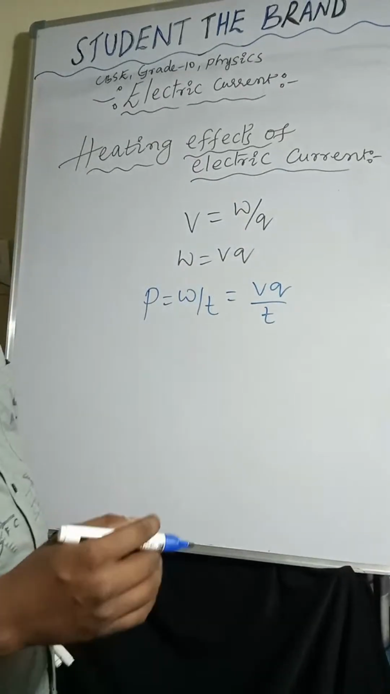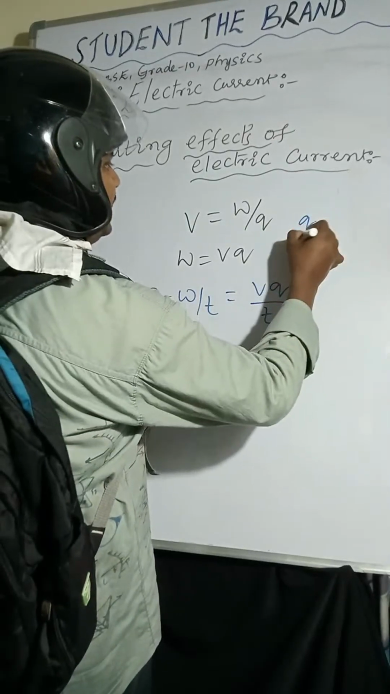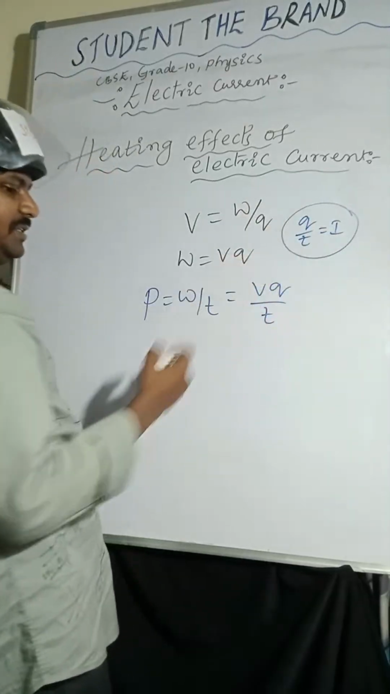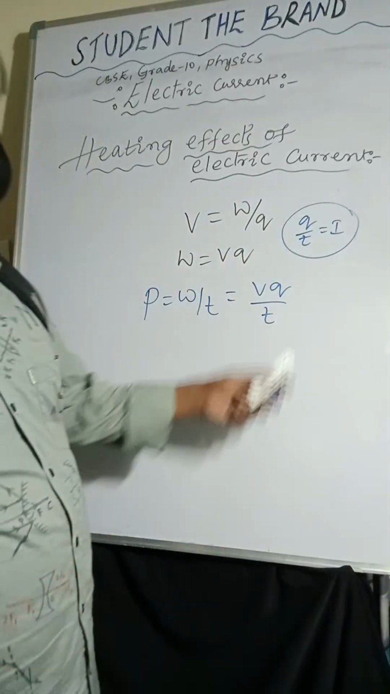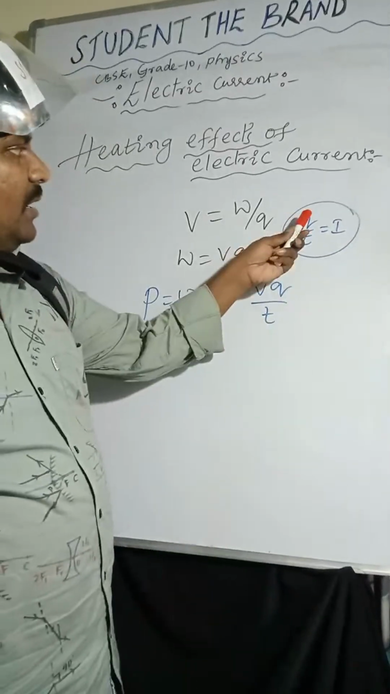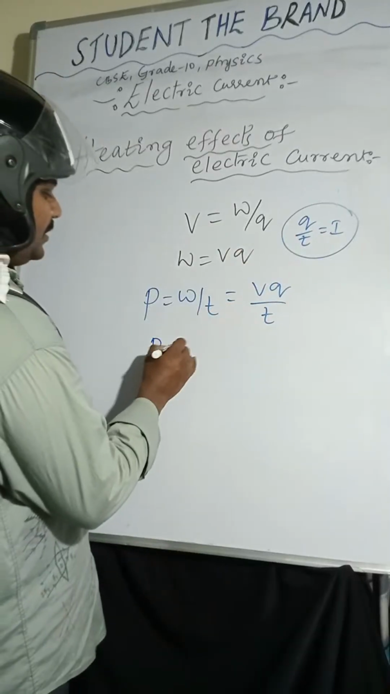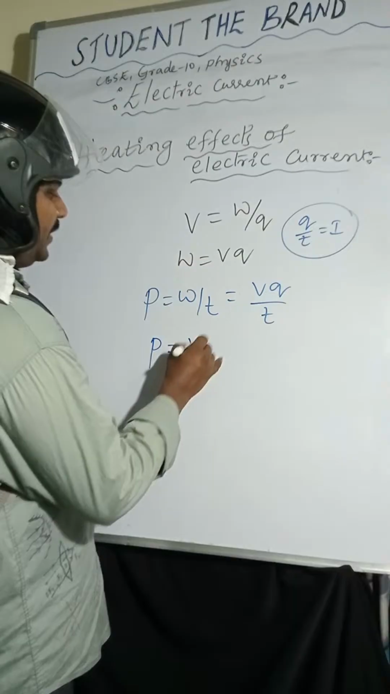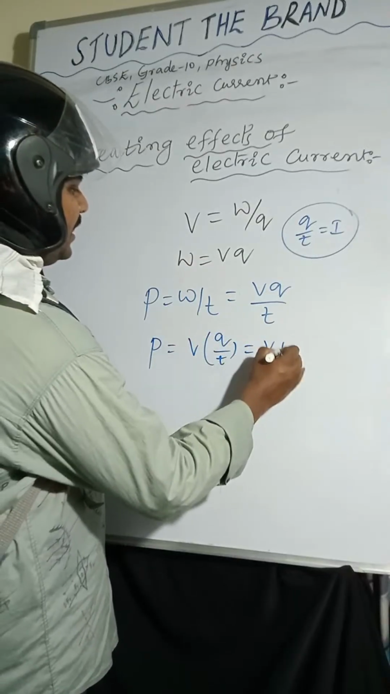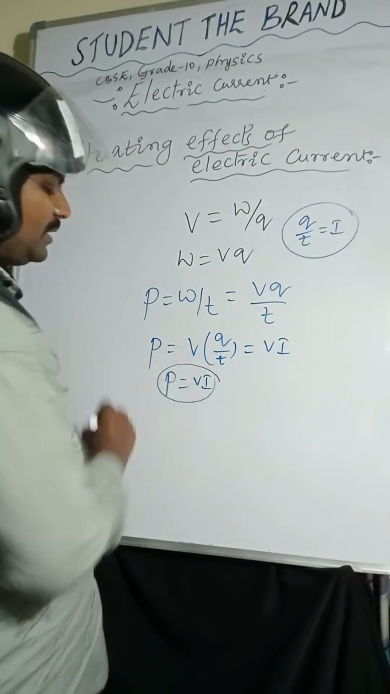We know rate of flow of charge is called electric current. So Q by T is I, I equal to Q by T. So now P equal to V into Q by T, which is I. So P equal to VI, right?